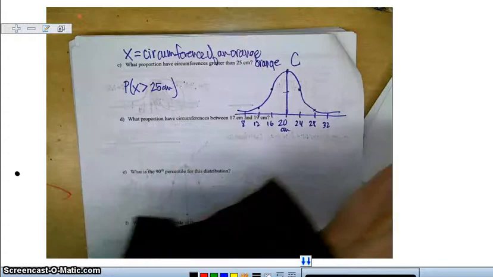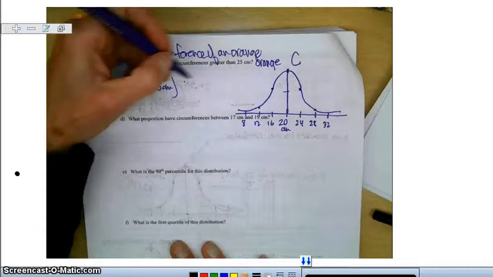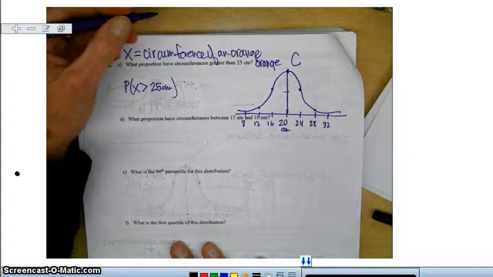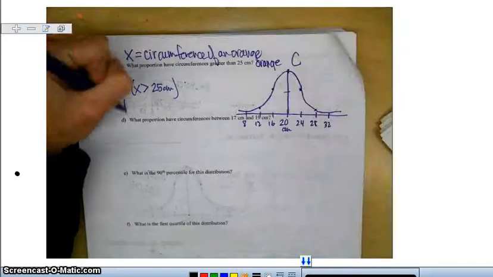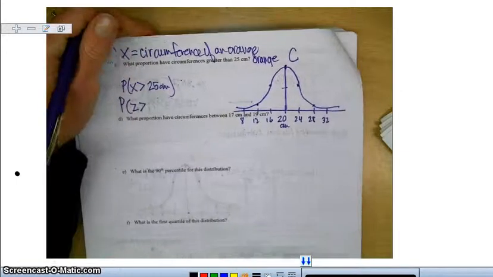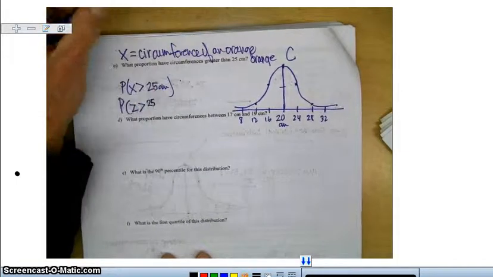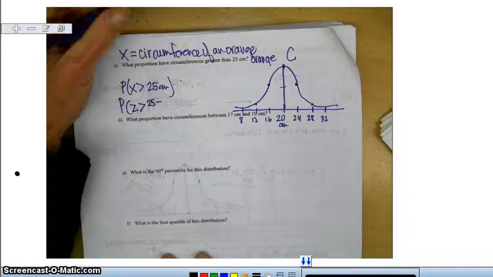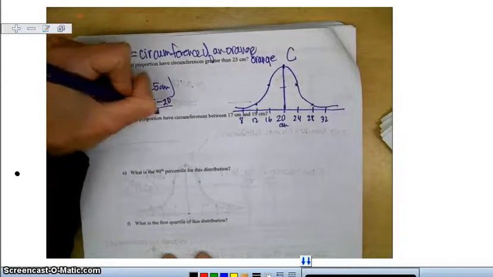So what we have to do with 25 is we need to change it into a z-score. So this would be the probability that z becomes greater than, well, what's the z-score? To calculate the z-score, we take the observed value, 25 centimeters, and we subtract from it our mean, which is 20, and we divide that by the standard deviation, which is 4.